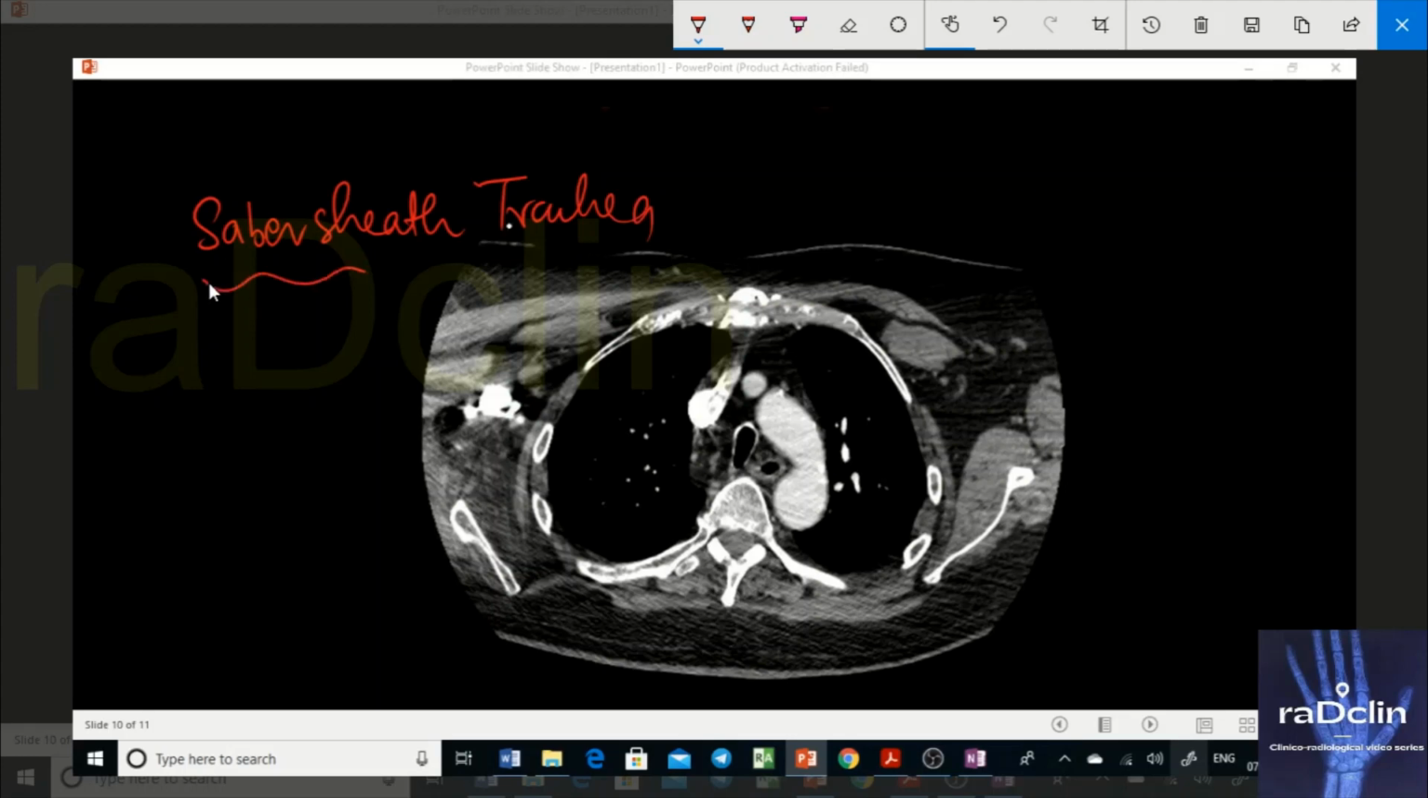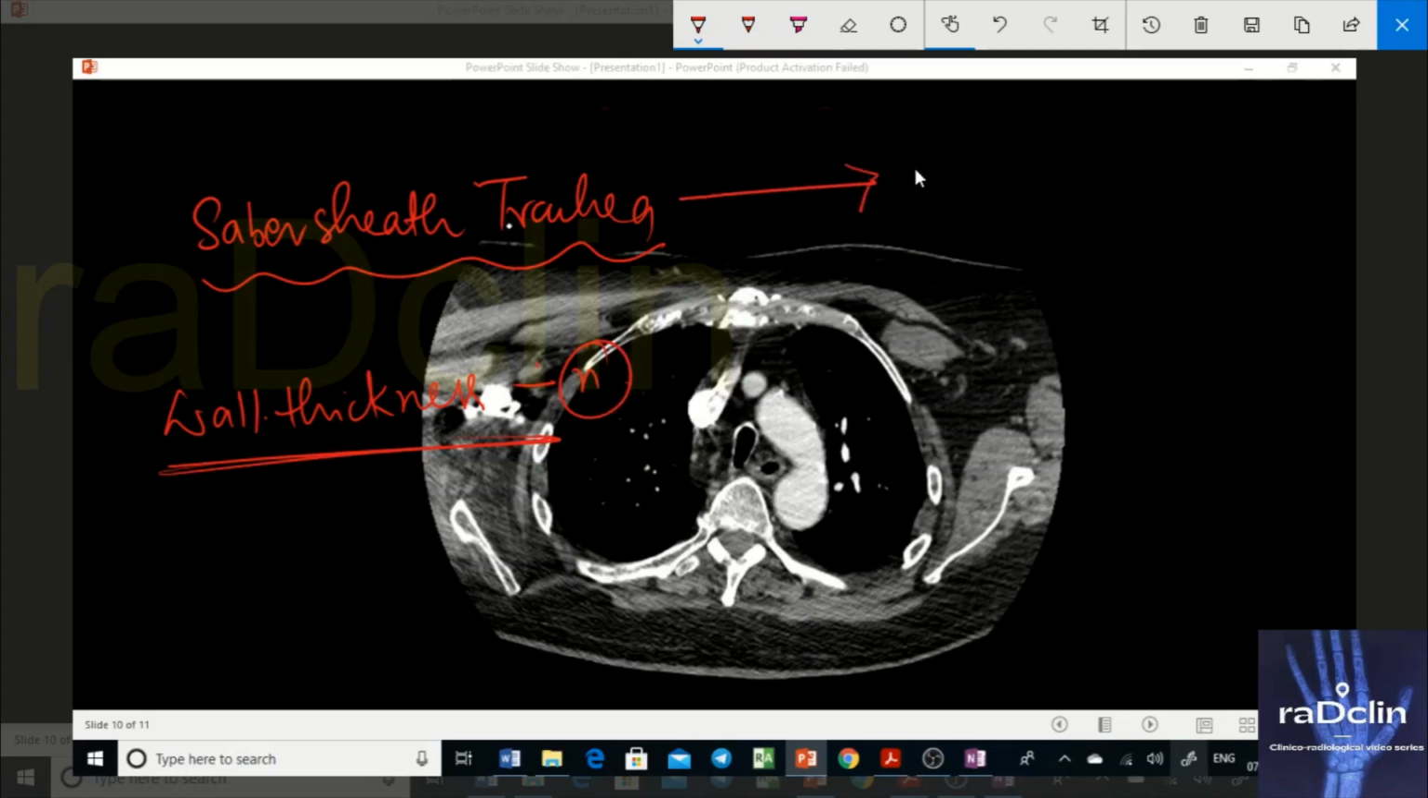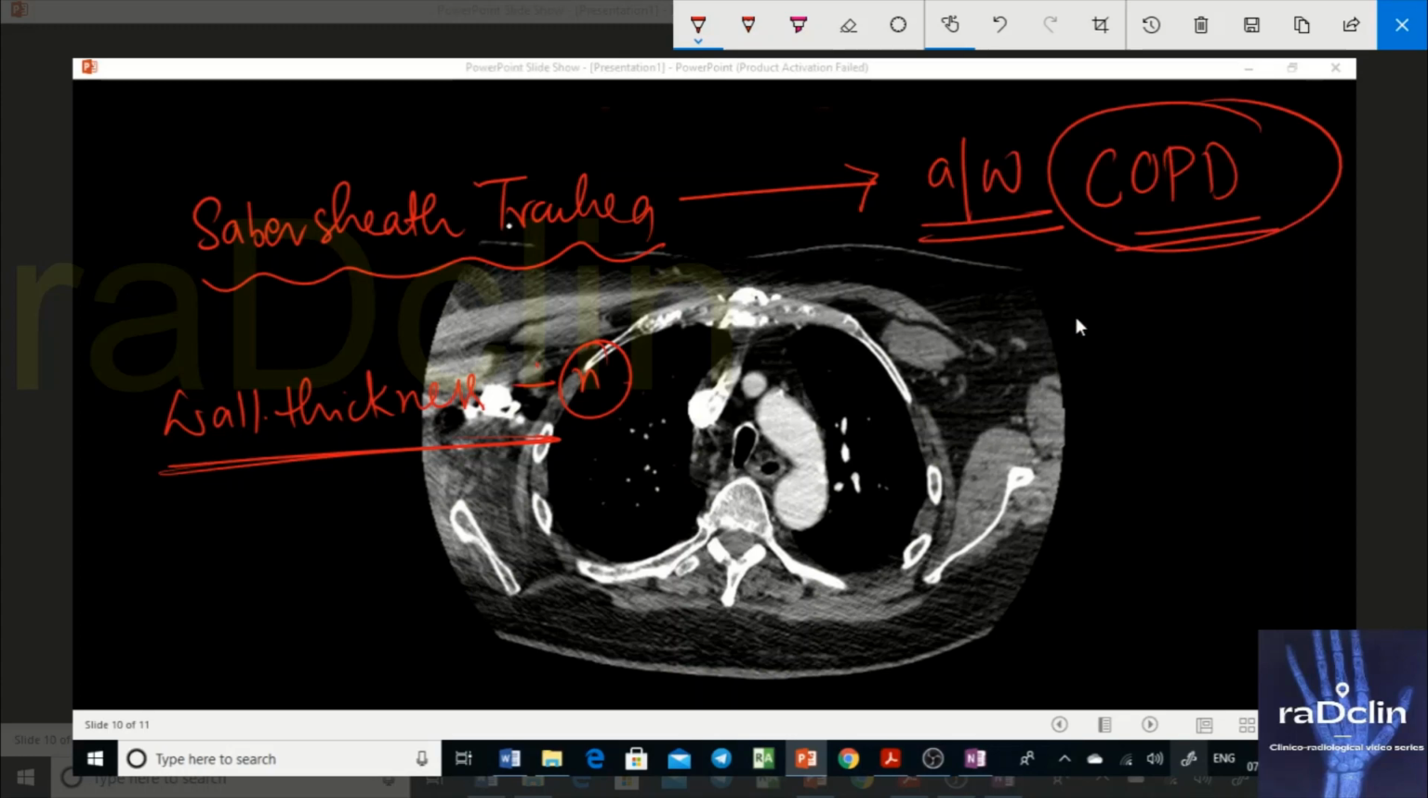And if you see closely, the wall is not thickened. Wall thickness is normal in this particular patient. Normal. And why it is normal, and why only the intrathoracic part is involved? Because saber sheath trachea is typically associated with what typical disease? It's typically associated with COPD.